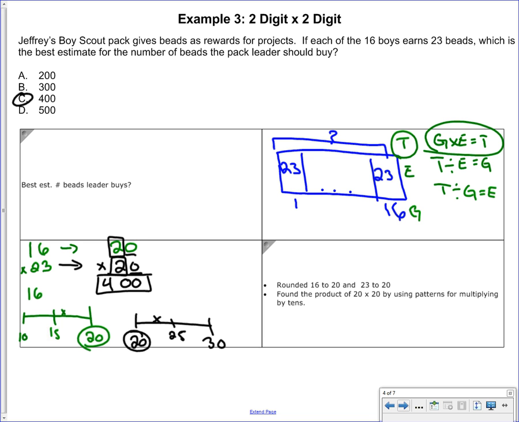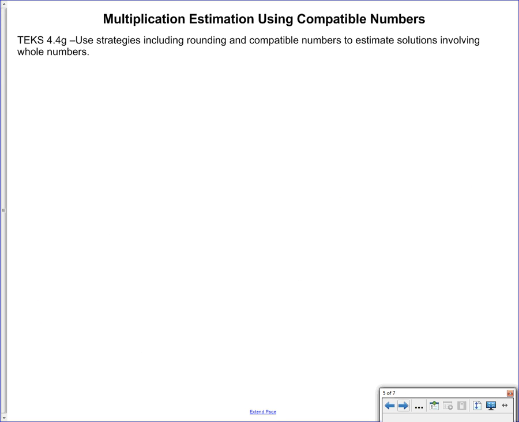We rounded 16 to 20 and 23 to 20. We found the product of 20 times 20 by using patterns and multiplying by tens. So now let's take a look at some comparable problems. Here's our TEK for compatible numbers. It's kind of the same.